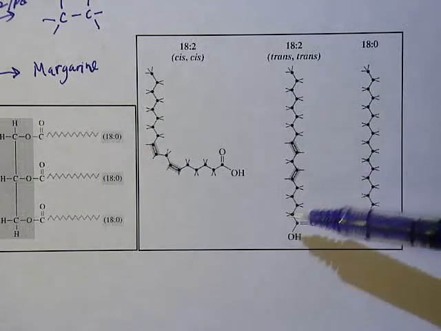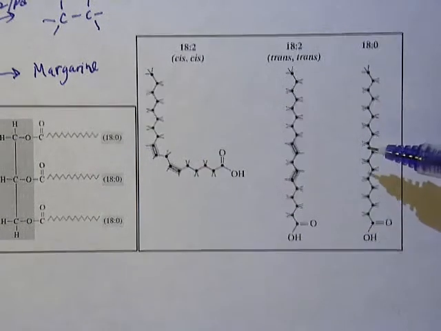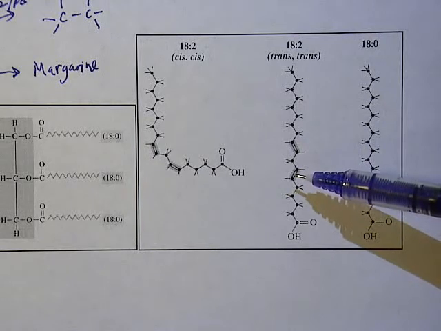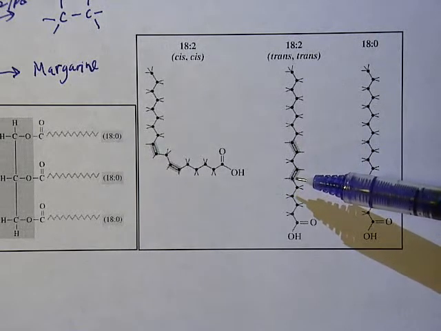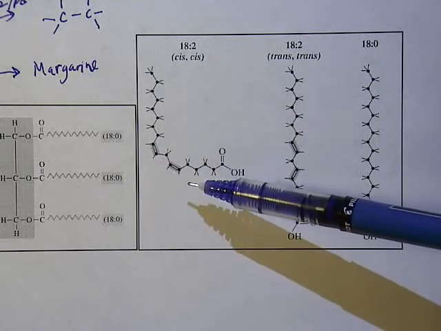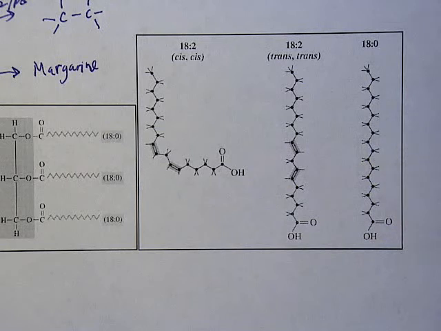But so it's shaped like a saturated fatty acid, but the problem is it's got a double bond in it, so its reactivity is going to be similar to the double bonds, not to the saturated.